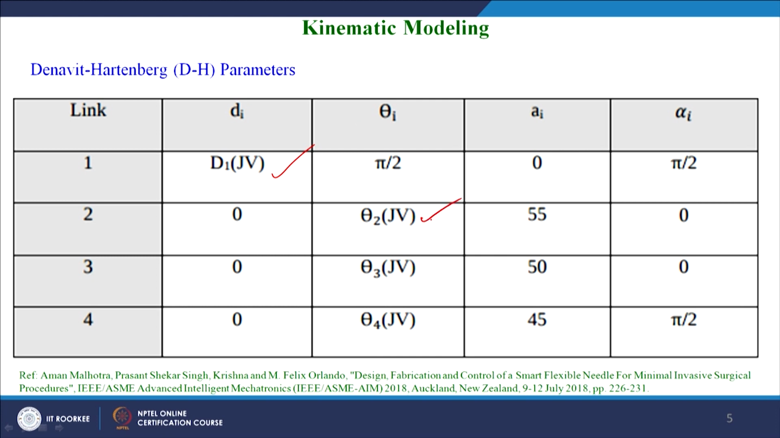Now, coming to the DH parameters, the Denavit-Hartenberg parameters for this system, the first joint variable is d1 and the second, third and fourth joint variables are theta 2, theta 3 and theta 4 respectively, where the link lengths we have considered for this robotic needle are 55 millimeter, 50 millimeter and 45 millimeter.